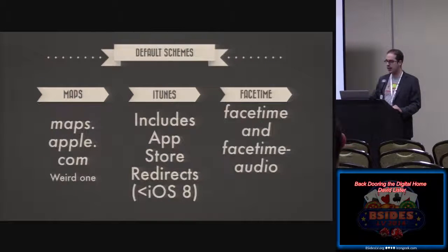Then we got some slightly more complicated ones, like maps. If you have a restaurant, for example, you could have a button that would send a user to the Maps app and trigger the directions to that restaurant.